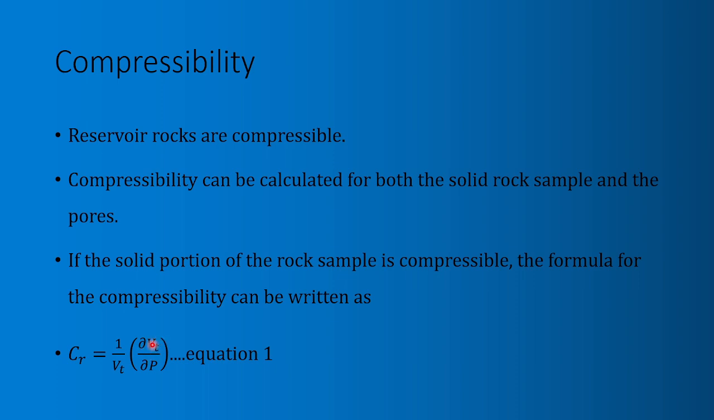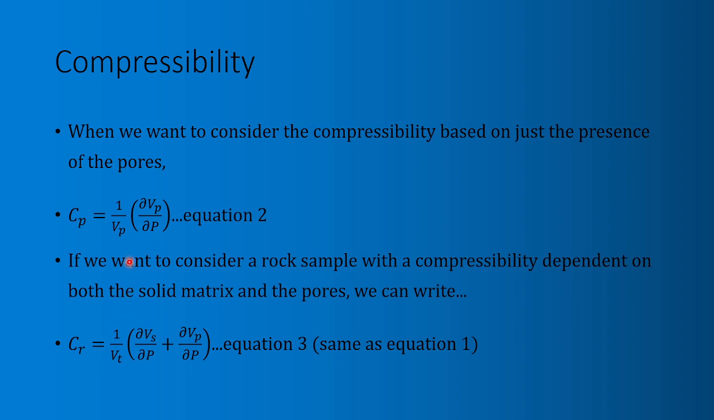That's what we are looking at. We're looking at the change in the total volume of the rock sample as pressure is changing. And we are doing this with respect to the total volume, or per unit volume of what we are working with. So this is our first equation. This is the compressibility of the rock sample. We can do this considering just the pores. So for this one, we are looking at the change in the volume of the pores as pressure changes. And that's going to give us the compressibility of the pores. The reason why we are doing this is because when we are dealing with the reservoir, we have what we call the solid matrix or the solid aspects of the reservoir, and we have the pores.